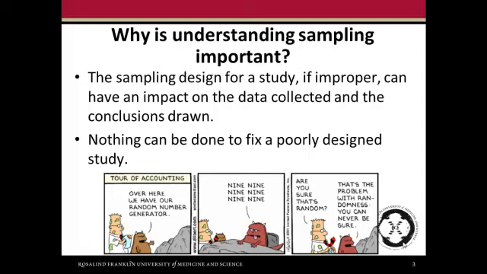But if a study is poorly designed and has confounding effects or bias, the damage is already done. Nothing can be done to fix a poorly designed study. The only remedy is to repeat the study with the sound design, and so the best strategy is prevention. In this cartoon, of course, they have a random number generator, but it's not random at all.